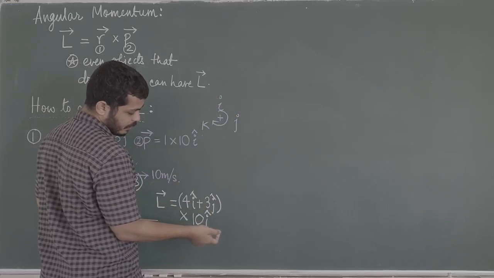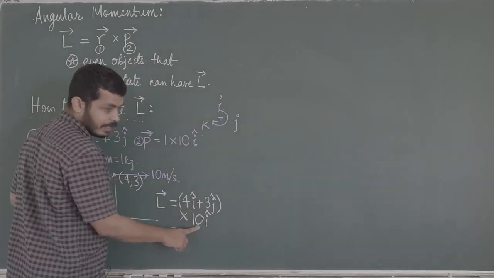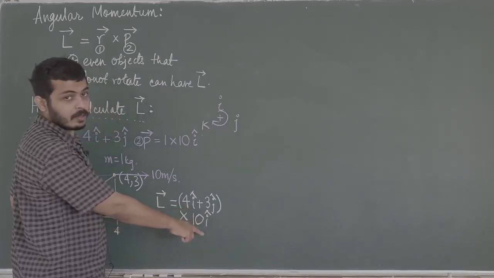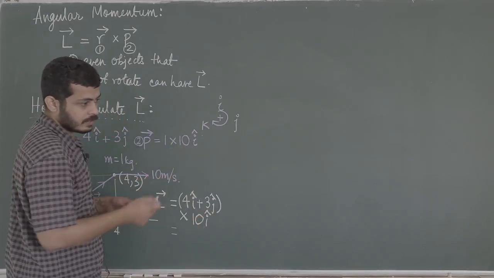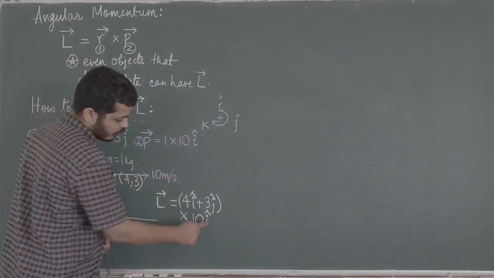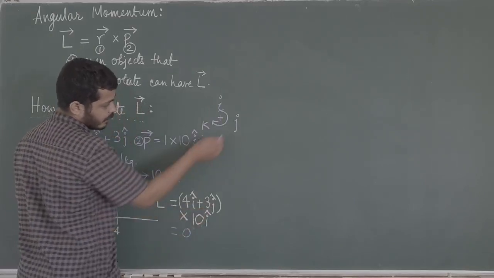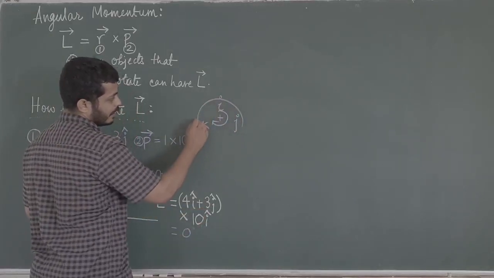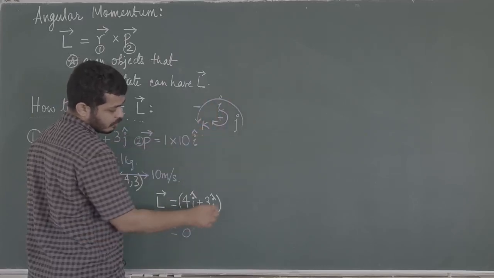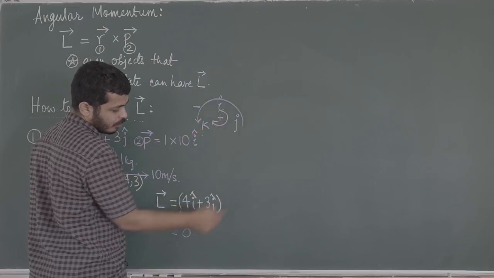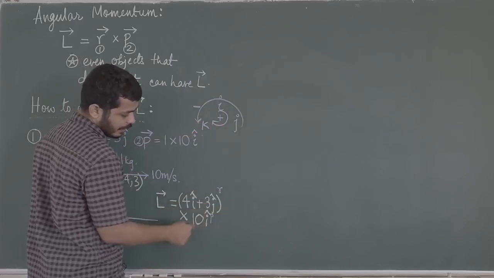So i cross i is 0. The first cross product operation you'll have is 4 into 10 is 40, but i cross i is 0. Same vectors, the cross product is 0 because the vectors are parallel to each other. So the first term is 0. If you go for the second term, j cross i, that is negative, because you go in the reverse direction. So you have j cross i, R cross P. This is R, that is P. 3 tens are 30.